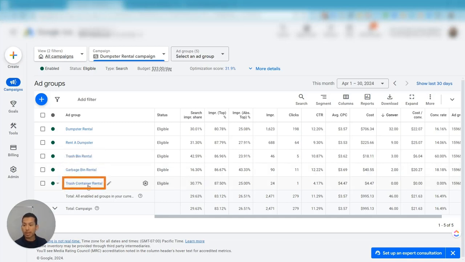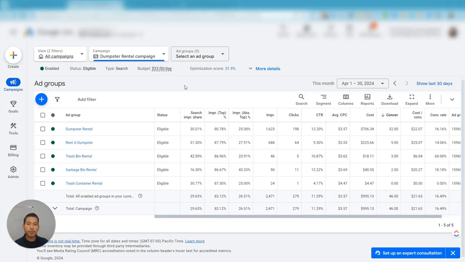Trash container rental. Some people type that in. Some people are looking for the different sizes of dumpsters, right? That's the majority that we see. So far, we've got 32 leads for the dumpster rental keywords. That's the one that's bringing in most of the leads at $22.07 and a conversion rate of 16%. But you can see this 60% here for trash bin rental, but only 3 leads. So not as much demand there.